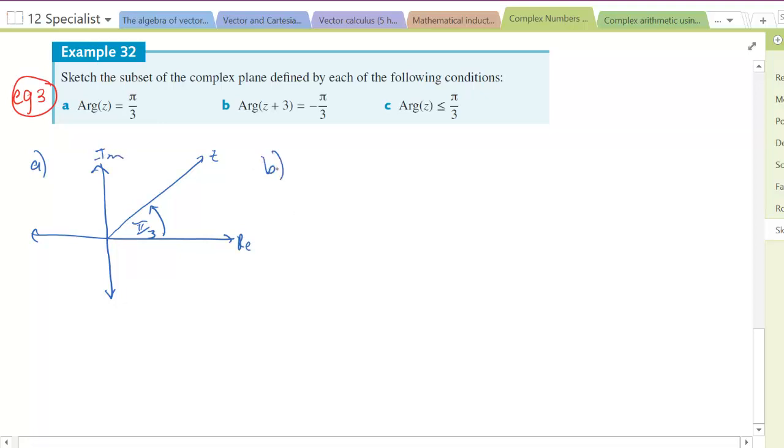For part B, we're saying the argument of z plus 3, so that means when we add 3 to z, it will be equal to negative pi on 3. So if we were to sketch negative pi on 3, so this first one is argument of z is equal to negative pi on 3. It would simply be that negative angle pi on 3.